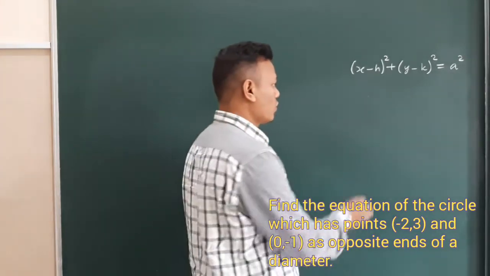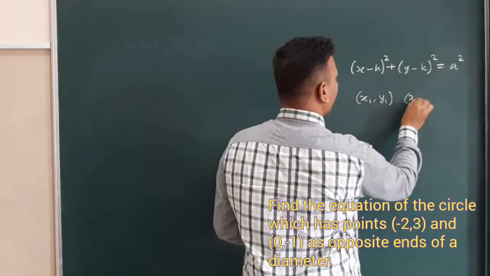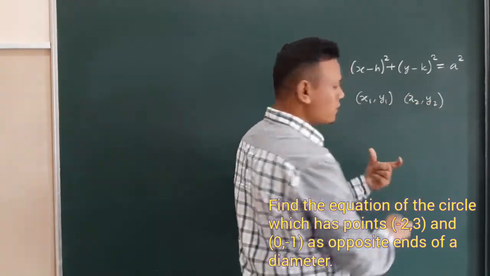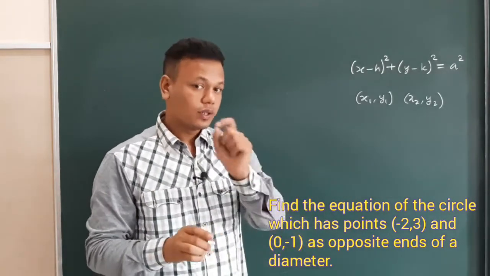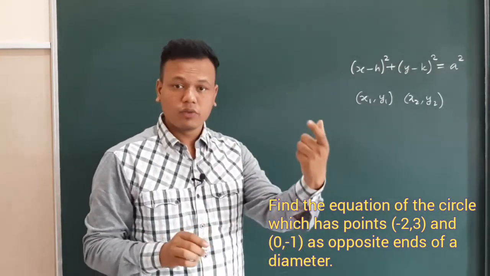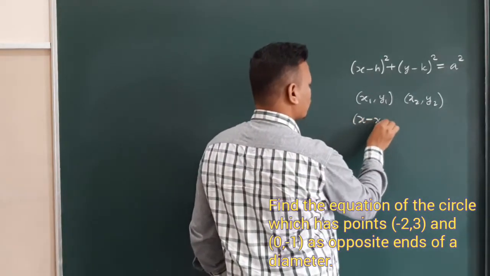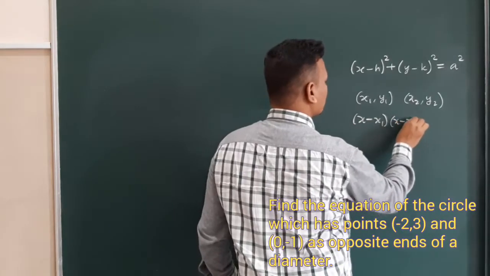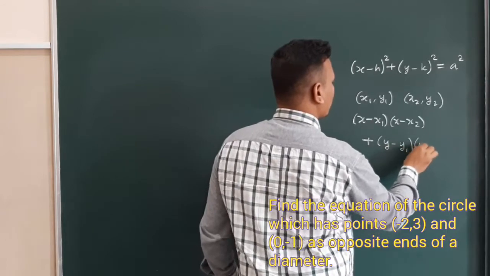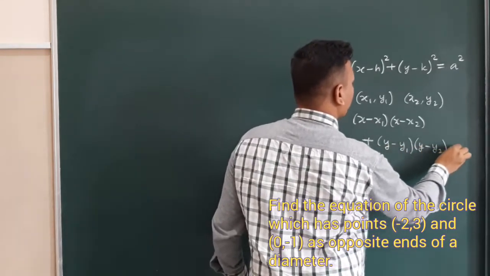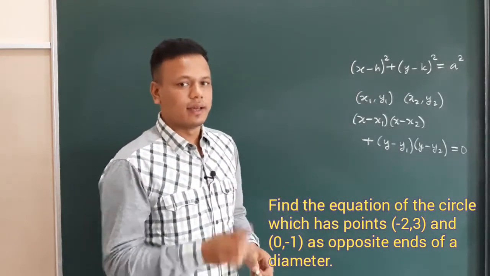If (x1, y1) and (x2, y2) are the extremities of the diameter, then the equation of the circle using diameter form, which we learned as well, will be (x minus x1) into (x minus x2) plus (y minus y1) into (y minus y2) is equal to 0. So this is called your diameter form. Let's apply the diameter form here.